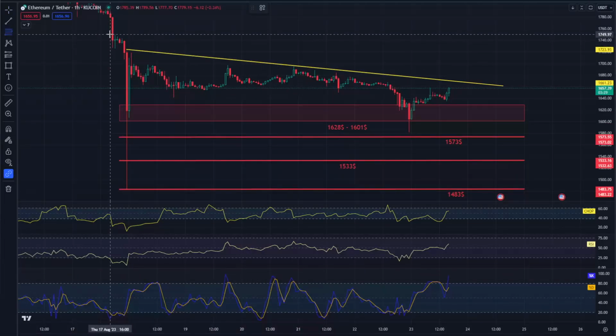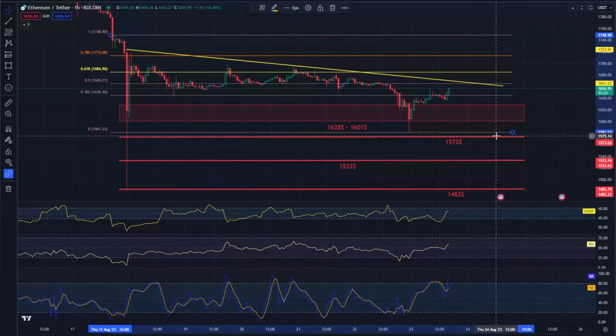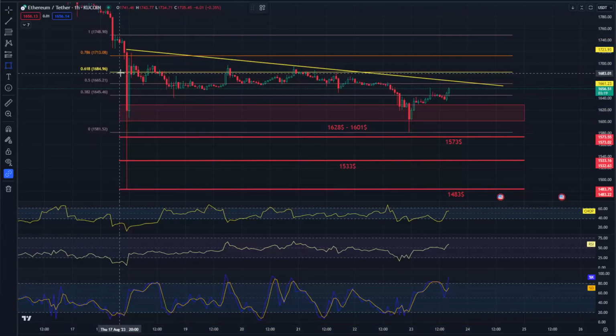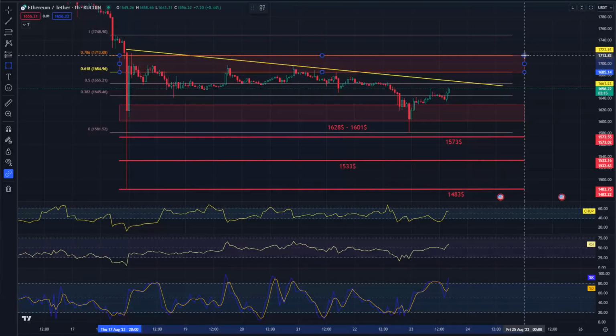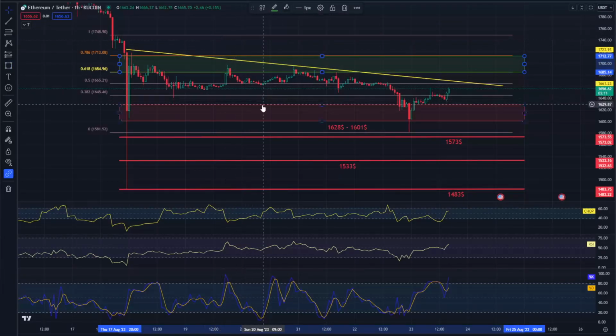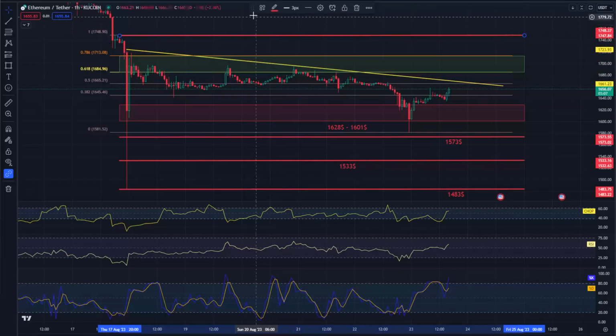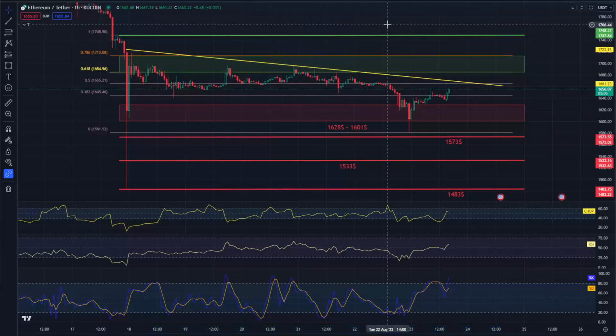Looking the other way, we can also mark the places where the price should encounter resistance on the way to increases. And here the price faces a strong resistance zone from $1,685 to $1,712. And when we break above this zone, ETH has to break the resistance at $1,747.